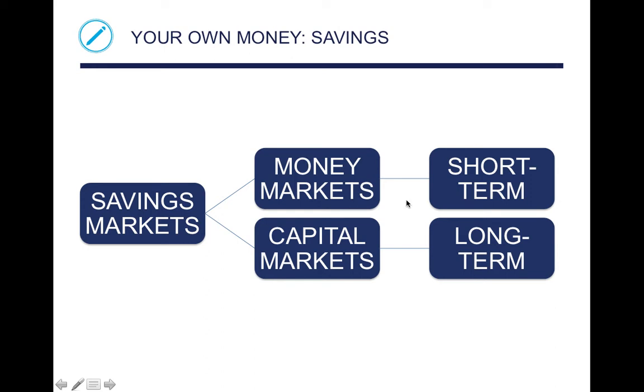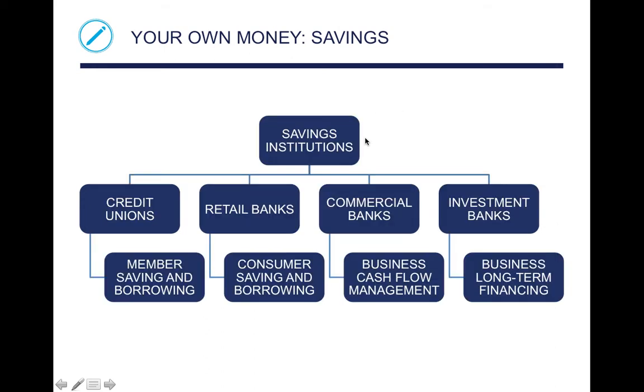And we've heard of money market accounts before. For savings institutions, you have credit unions, which allows member saving and borrowing. Retail banks, consumer saving and borrowing. Commercial banks, which is for business, cash flow management. And then investment banks for business and long-term financing.